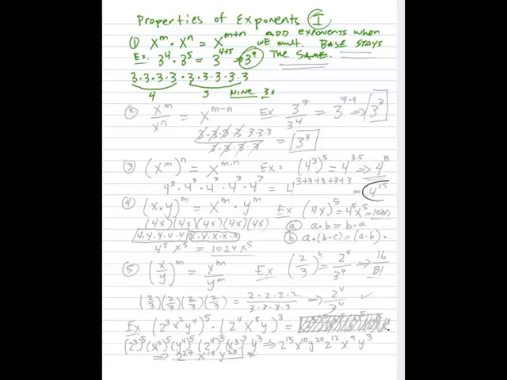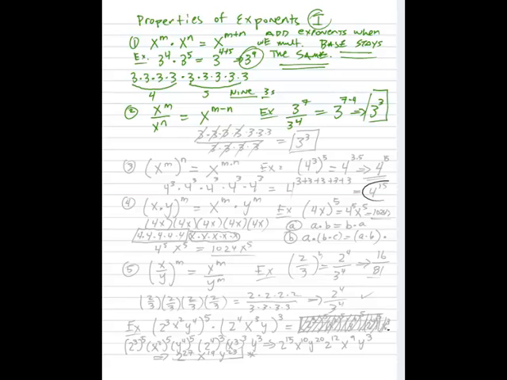The second property tells us if we have x to the m divided by x to the n, this is x to the m minus n. When we divide things that have the same base, we subtract the exponents, and once again the base stays the same. So for example, take 3 to the 7 divided by 3 to the 4. According to the property, this is going to make 3, and now we subtract the exponents, 7 minus 4, and 7 minus 4 gives us 3. So the solution would be 3 to the 3.